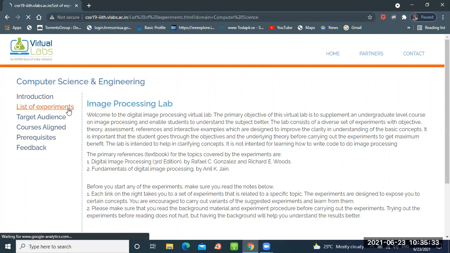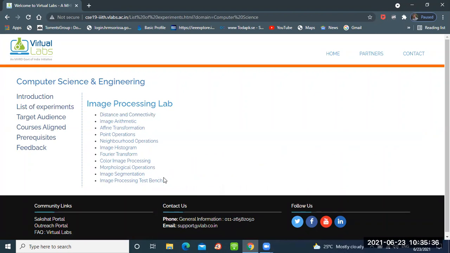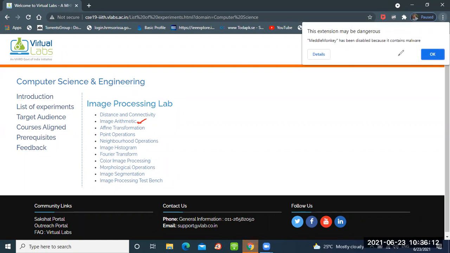If we see the list of experiments, which I already discussed in the first lab, these are the experiments available in this course of virtual lab. In the previous lab, we discussed image arithmetic, the different arithmetic operators that can be performed on an image. We saw five types of operators: addition, subtraction, difference, multiplication, and division.